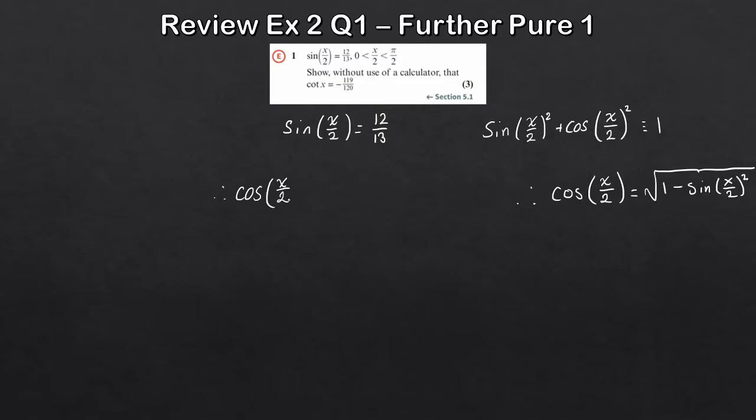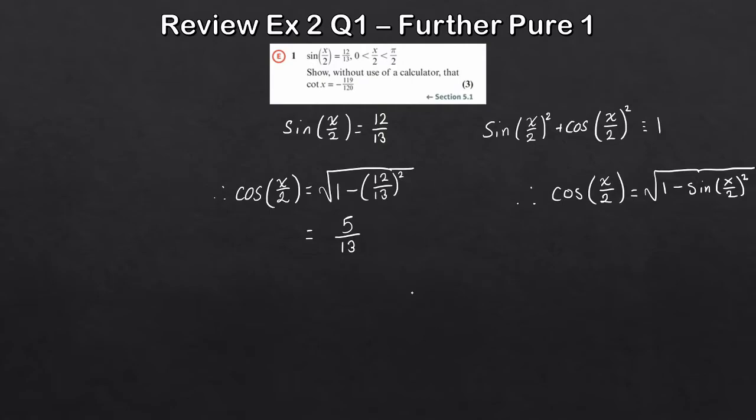Cos x over 2, well, that's going to be equal to the square root of 1 minus, we know sine x over 2 is 12 over 13, so we just square that. Like so. Plug this in on your calculator, and what do we get? Well, we get 5 over 13. I mean, we're actually not supposed to use a calculator, so you should just do this by hand, it's not too bad. So you get 5 over 13 just by squaring that. So you get 144 over 169. So write that as 169 over 169 minus that. So you're going to get 25 over 169 and then just square root it to get 5 over 13.